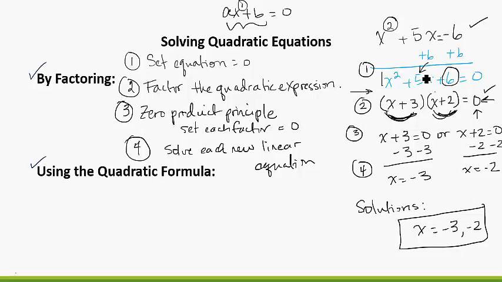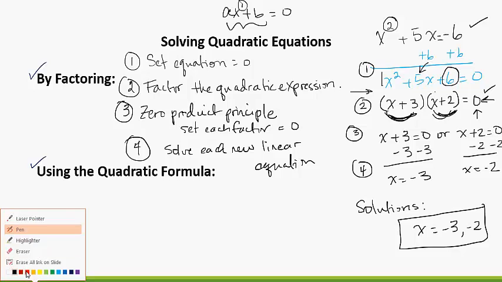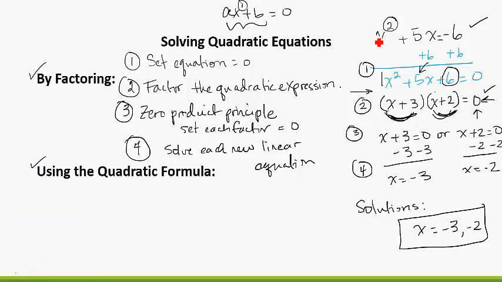And you can go back and substitute, just like we did with linear equations when we were checking our work. You can substitute a negative 3 in for x here and for x here, and hopefully it will give you negative 6, and substitute in a negative 2 for x here and x here, and that should also give you negative 6. So you can always check your work. Okay, so that's solving a quadratic equation by factoring.